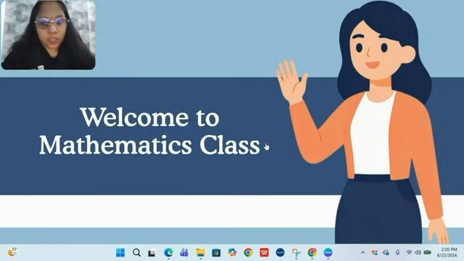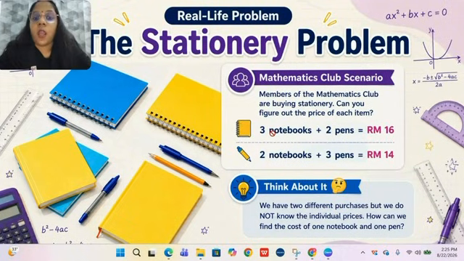Now, before we introduce the mathematics class for today, I want you to think about something that you have experienced in your everyday life. Imagine that you are at a school event where a mathematics club is selling stationery. There are notebooks and pens available for students to buy. However, there is a problem. The individual prices are not displayed. Instead, the seller gives you some information about two purchases. Here is the first piece of information.